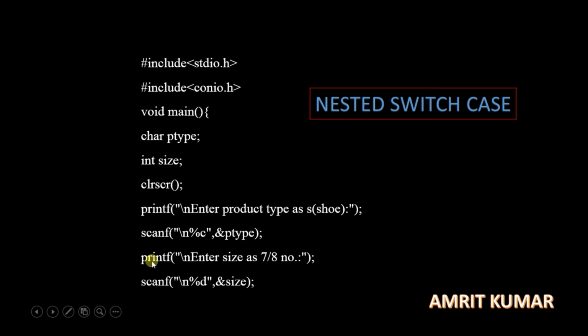Similarly, in the same way, again I am printing enter size as 7 or 8 number. The shoe has some sizes. Shoe contains the product type as well as size. Therefore I am printing a message, enter size as 7 or 8 number. Again in the same way, size is going to be entered by the user, and that is going to be stored as an integer data type. Therefore I am using the format specifier %d here.